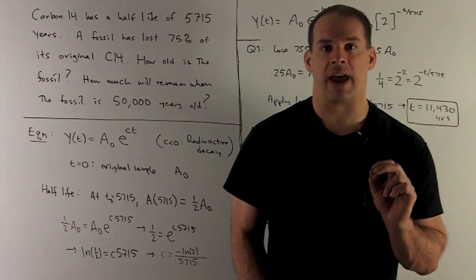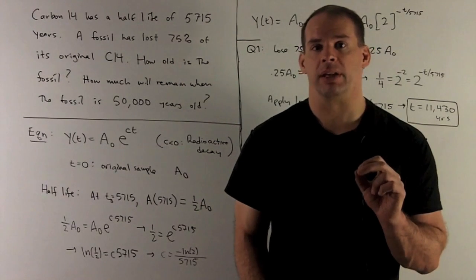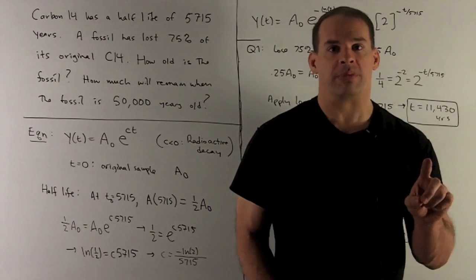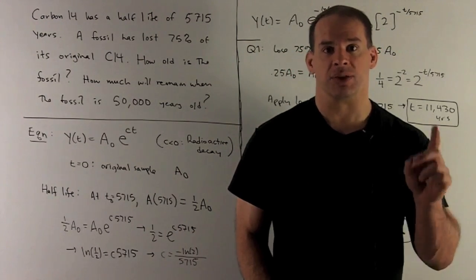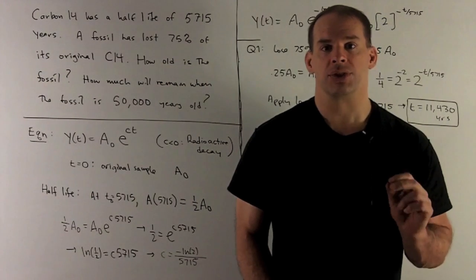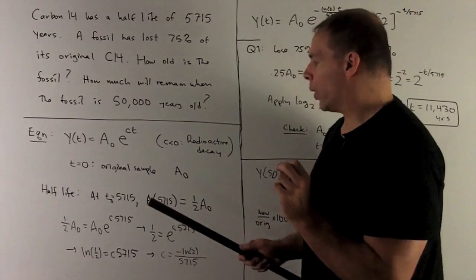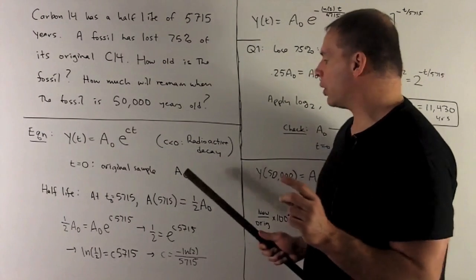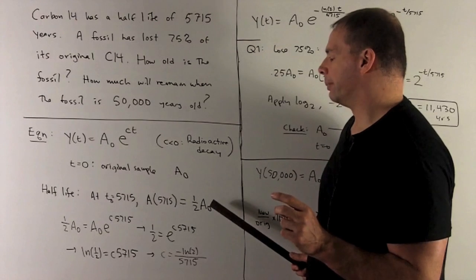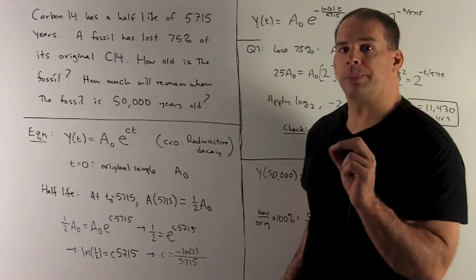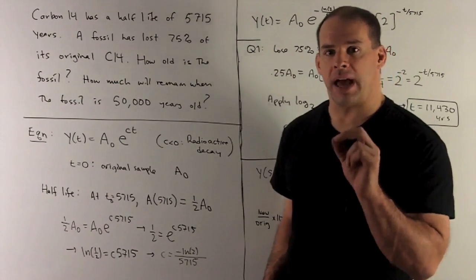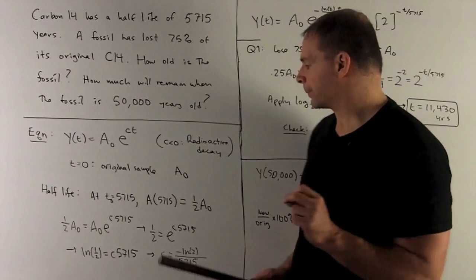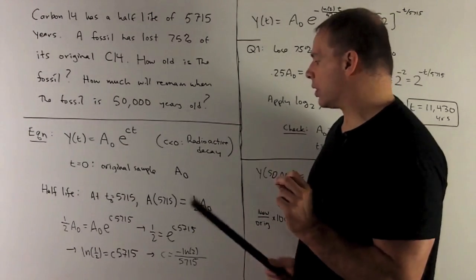Now, let's focus on half-life. What does half-life mean? That means if I start out with A0, when one half-life passes, the amount that will be left is 1/2 A0. So in this case, when 5,715 years pass, if I start out with A0, we get 1/2 A0. Using the equation though, we'll also get A0 times e to the c times 5,715. Okay, we can cancel the A0s.